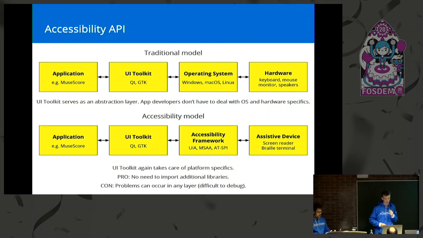So how do you program for an accessible device? If you're programming for an ordinary monitor or keyboard or so on, you don't do that directly. That's all done through a UI toolkit. And the good news is that the same is true for accessibility. So you can use your same toolkit, Qt, and it will, in theory, take care of accessibility for you. And so no need to import any more libraries, but if a problem occurs, it could occur in any of these layers in the toolkit, the framework, or the device, and it's not always obvious where the problem lies. So that's a disadvantage there.